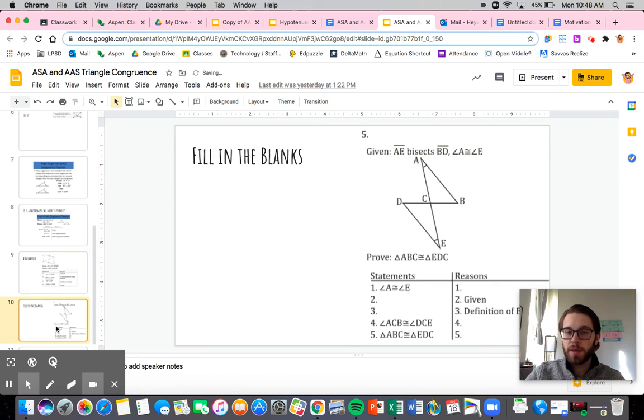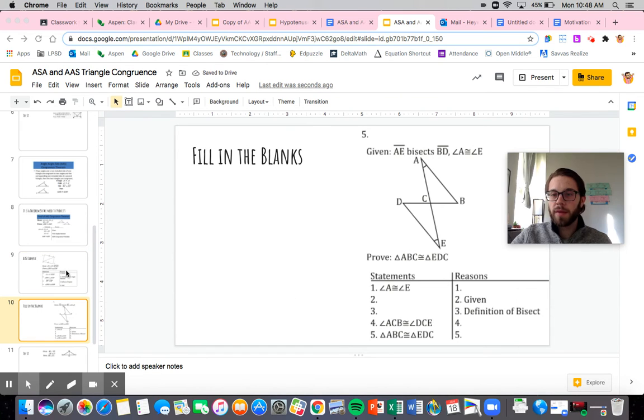All right, now let's do this one. This is another fill in the blank. What do we have going on? Okay. So what are we told? We're told that AE is bisecting BD. Now you need to be careful because this one is saying it is bisecting a segment, which means it is a segment bisector and will give you a segment, not an angle. Then we are also told that these two are congruent. That's marked off.